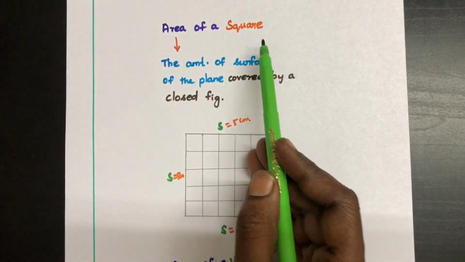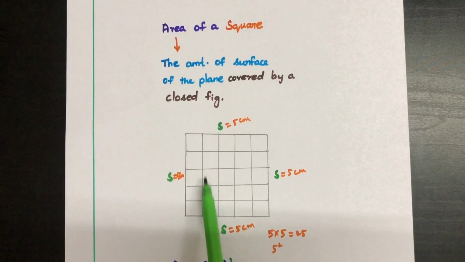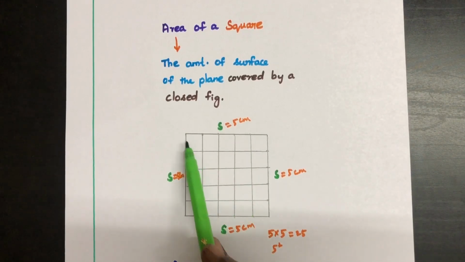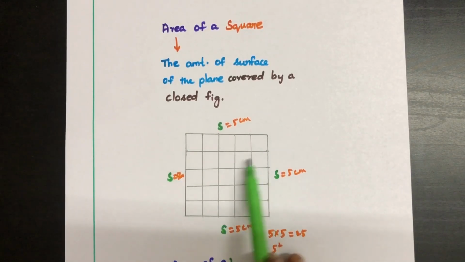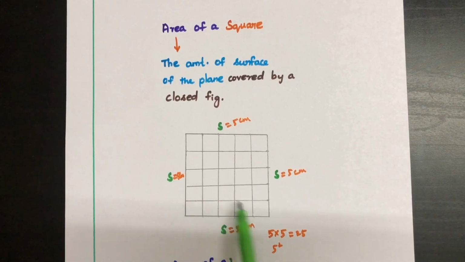Area of a square. Area means the amount of surface of the plane covered by the closed figure. That means this interior portion, the full surface, is called area. In our home also, we are living in the area only, right? It is surrounded with walls, and that is the perimeter of the house. The surface where we live is called the area of the house.